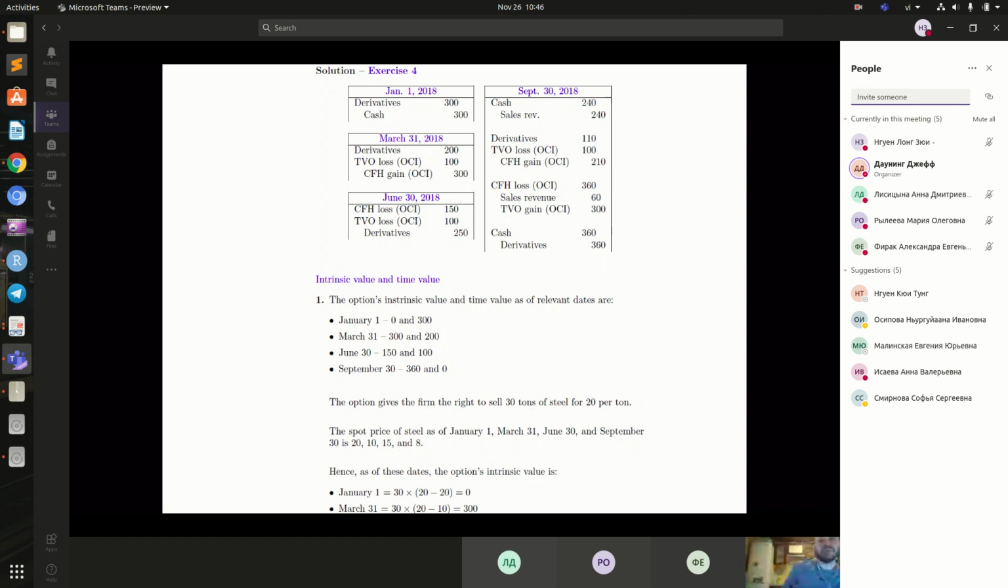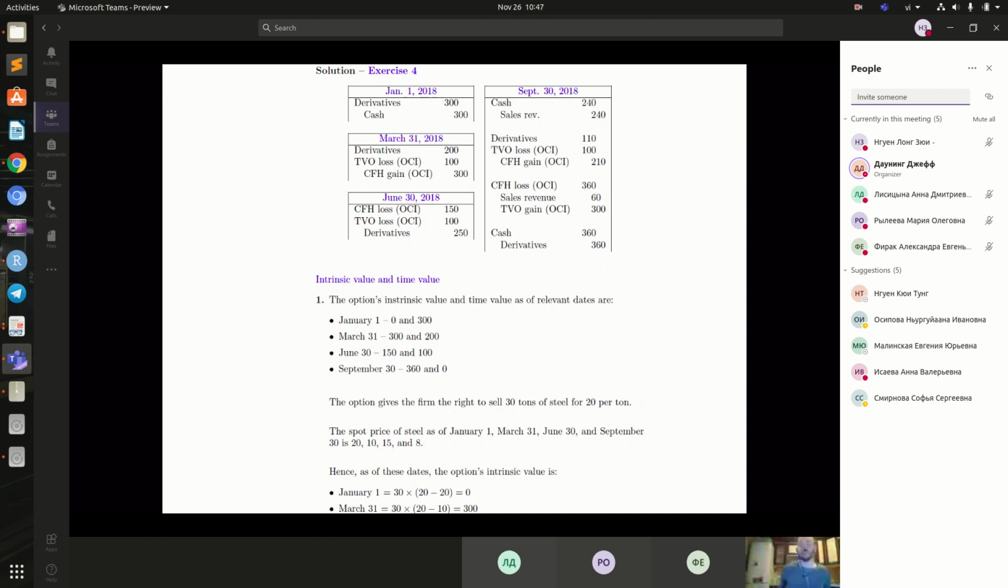This increase in value of 110 consists of 2 parts. One, an increase in the intrinsic value from 150 to 360, hence credit CFH gain, or cash flow hedge gain, 210 for this increase in intrinsic value. Second, we have a decline in time value from 100 to 0, hence debit time value loss OCI 100.